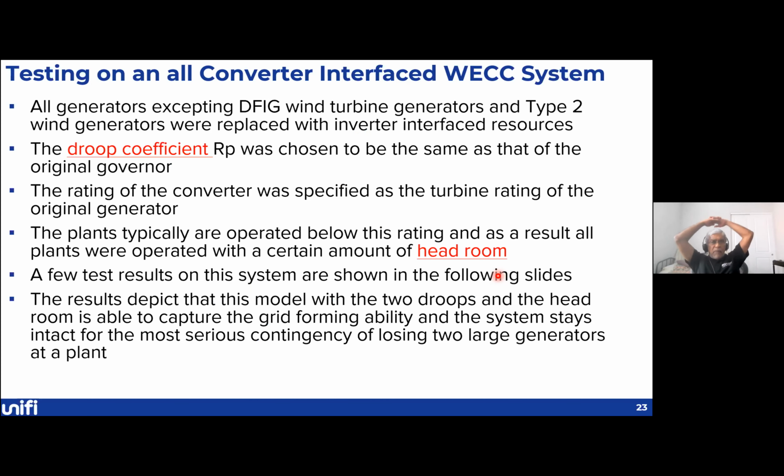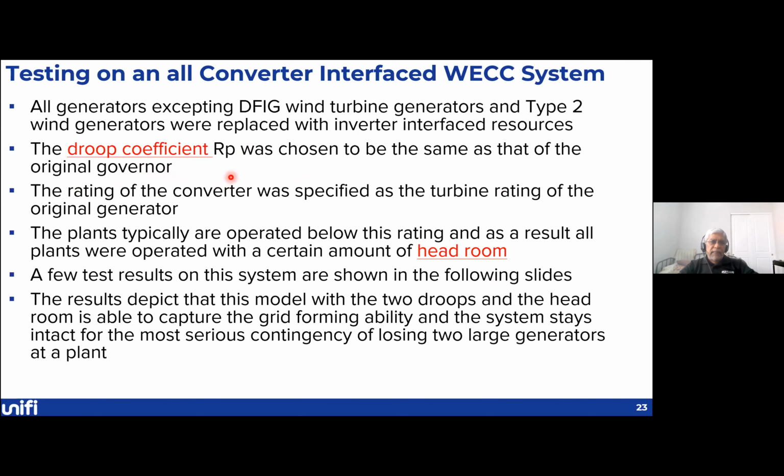And in this particular model, what we did was all generators within the WECC, excepting those that were doubly fed induction generators, wind turbine generators, and type 2 wind generators, were replaced with inverter interface resources. There were quite a few doubly fed, but we left them as they are. And then the droop coefficient RP for the active power was chosen to be the same as that of the original governor. And we purposely built some headroom into the way these inverters operated.